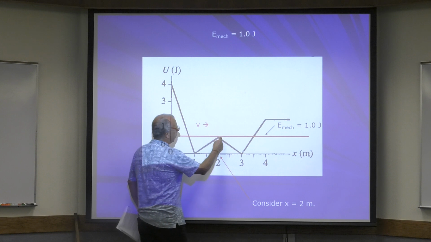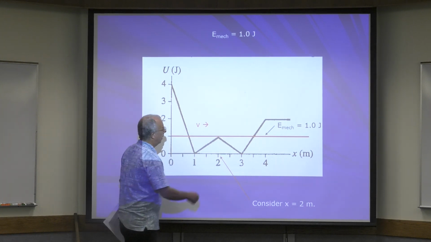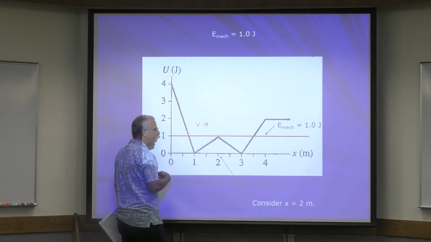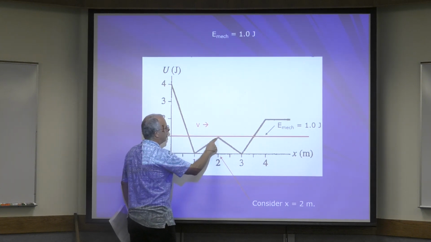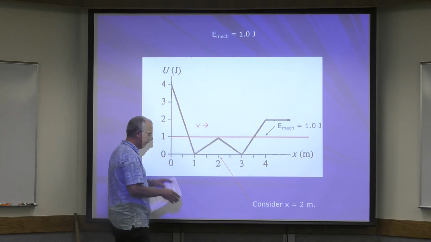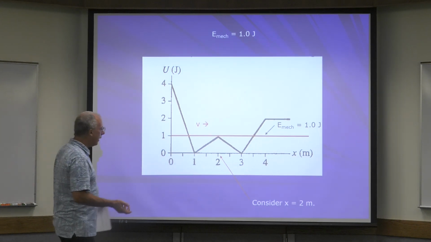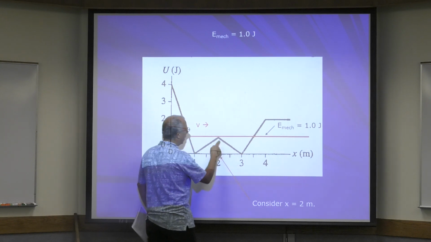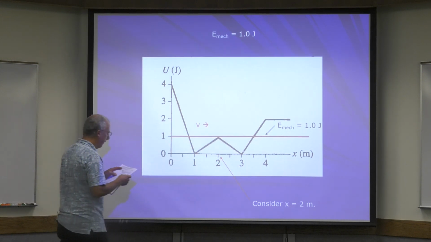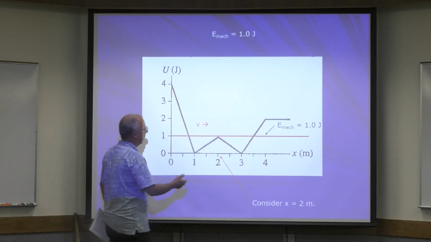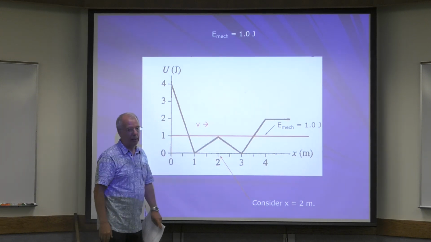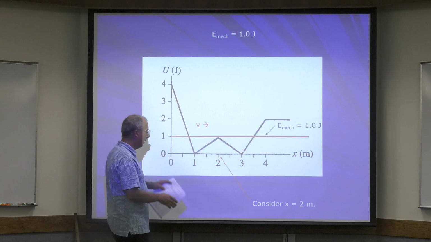If it goes this way, what's going to happen to the kinetic energy? Bigger, bigger, bigger. If you hit it that way, what's going to happen? Kinetic energy is getting bigger, bigger, bigger, right? So the kinetic energy is going to get larger and larger. What's going to happen to the potential energy? Smaller, smaller, smaller, right? So it's going to move away from x equals 2, and it's never going to come back.